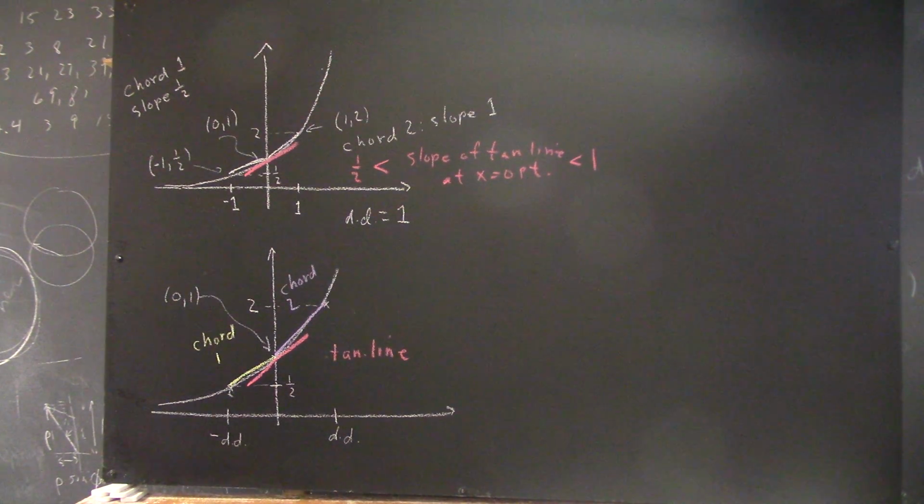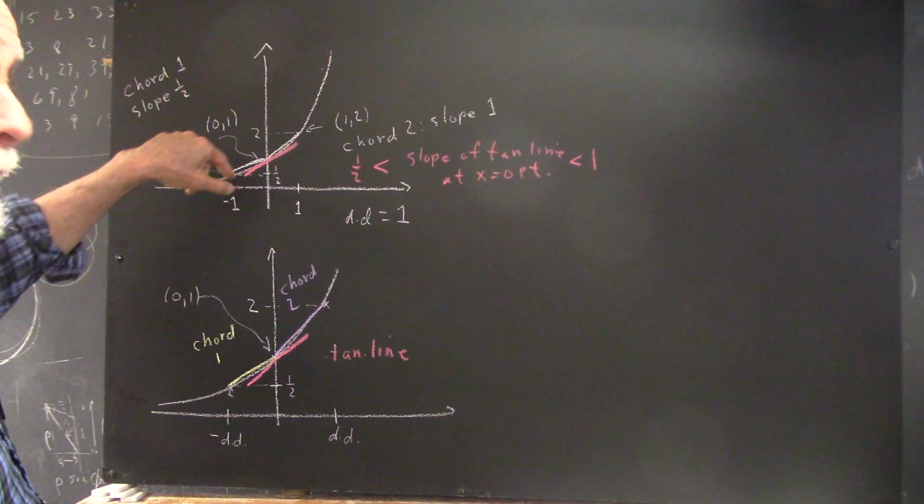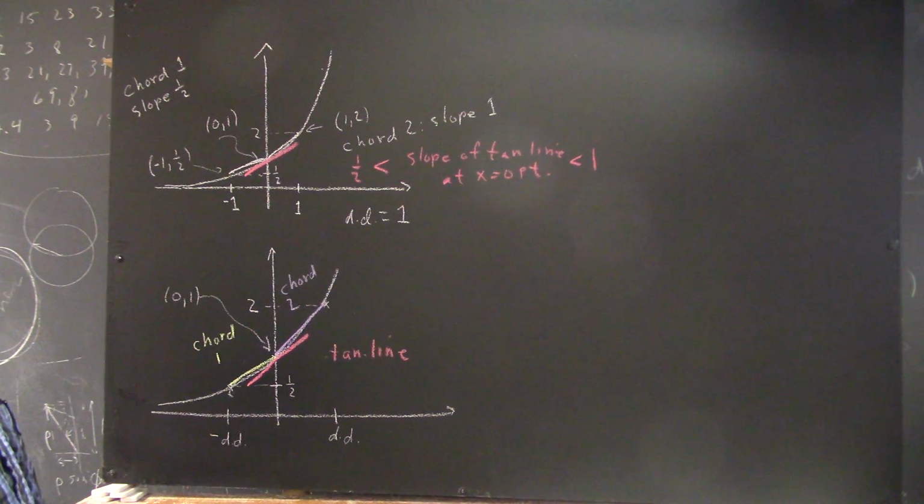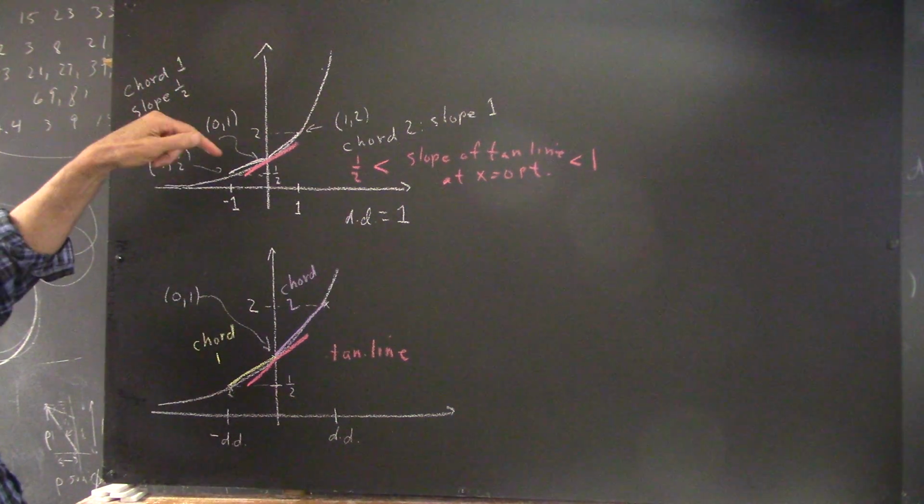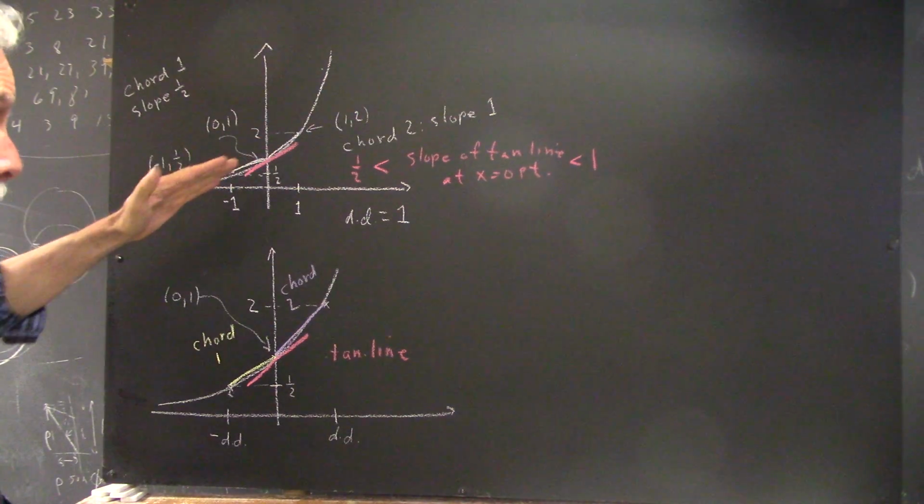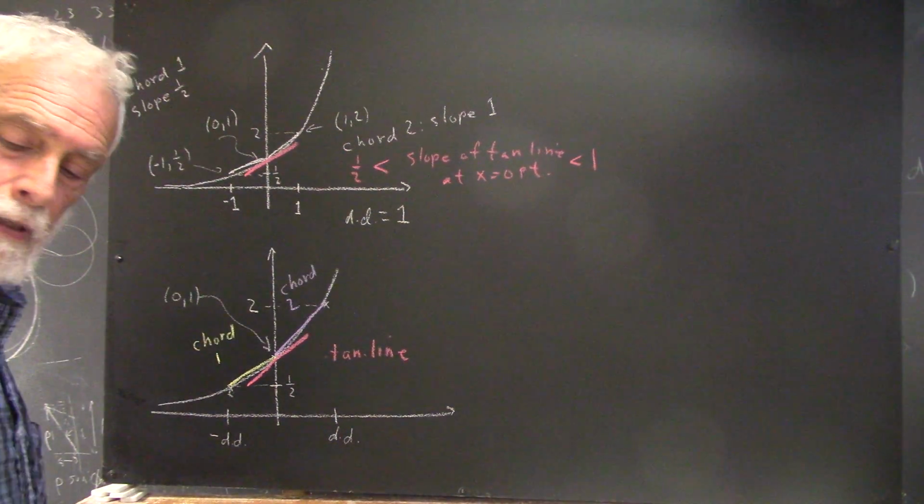Now, remember the big deal number that we're looking for is the doubling displacement that makes this slope 1. So clearly this doesn't do it. The slope is too small. Okay, the slope is less than 1, no good.